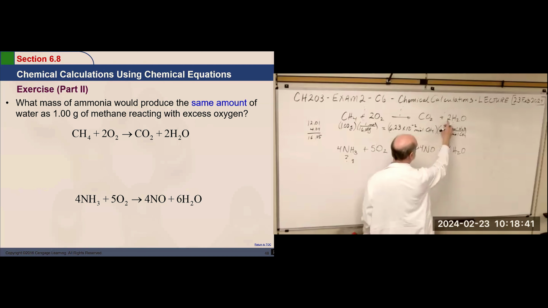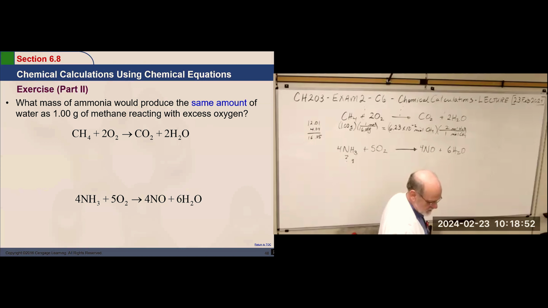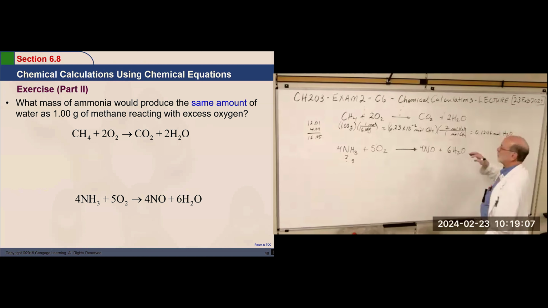And the ratio is 2 waters for every 1 methane. So I just need to multiply 2 times that number. I'm going to use standard notation, 0.1246. 0.1246 moles of water would be produced from that reaction. Okay?